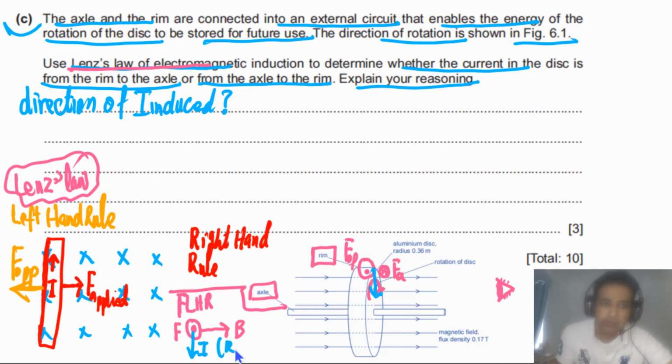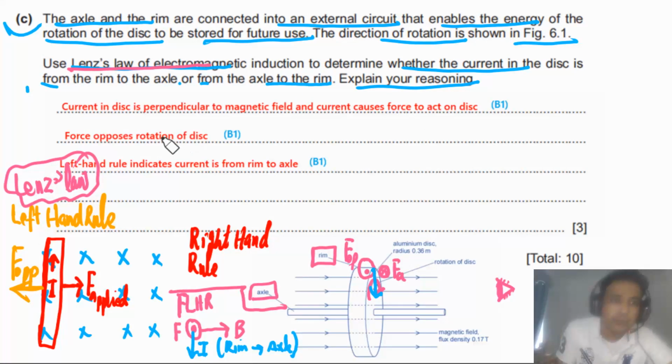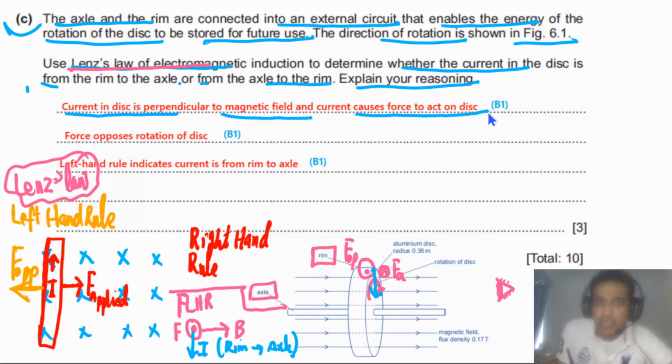So it means this is rim to axle. You can choose any point. You will find the direction of current is always from rim to axle. So this is how we can answer this question. I hope this is clear to you. Now let me show you the answer, how you can answer this. In your answer, you have to write down these points. So you have to include this one in your final answer. The first point, you can see current in the disk is perpendicular to the magnetic field, and current causes force to act on the disk. Because there is induced current, that will cause an opposing force. By Lenz's law, there will be an opposing force on the disk.